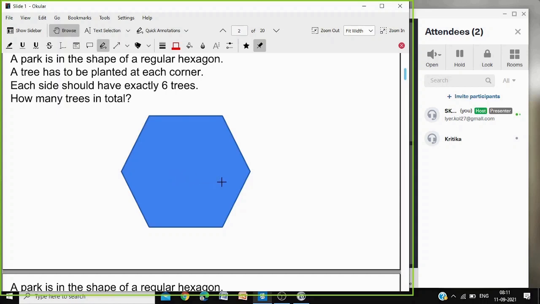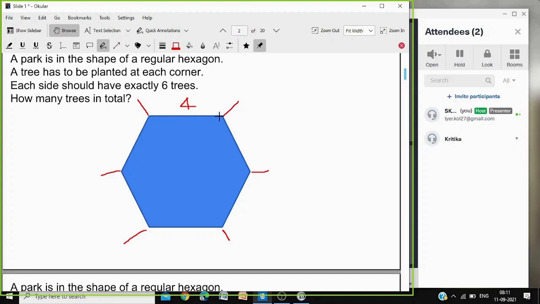The park is in the form of a regular hexagon. Each corner will be having 1 tree, and each side should be having exactly 6 trees. So 1 tree you place in the corner. Now if you want 6 trees on this side, you already have 2, so you have to put 4 more trees. Then you will get total 6 here.